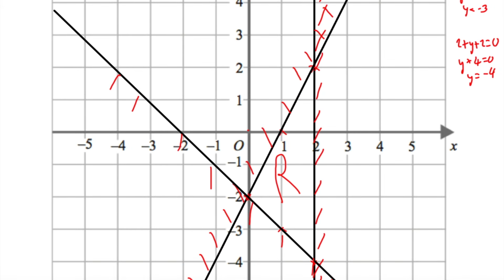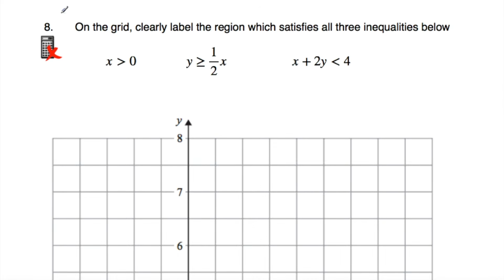Okay, let's look at our next question, question number 8. So question number 8 says, on the grid, clearly label the region that satisfies all 3 of these inequalities. So let's start off with the first one. x is bigger than 0.